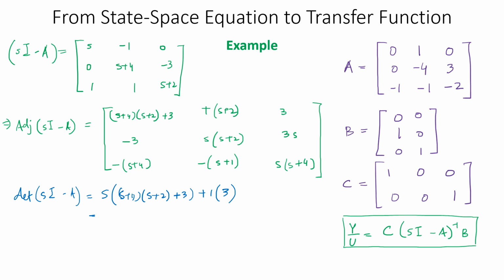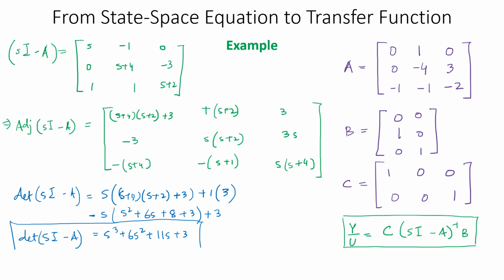When you expand it, this is going to become s into s square plus 4 plus 2, 6s plus 8, plus 3, plus 3, and I can multiply s with that. So this is going to be s cube plus 6 s square plus 11s plus 3. So this is going to be the determinant of sI minus A. Now you can write down the expression corresponding to the inverse of sI minus A very easily using this expression and this matrix.